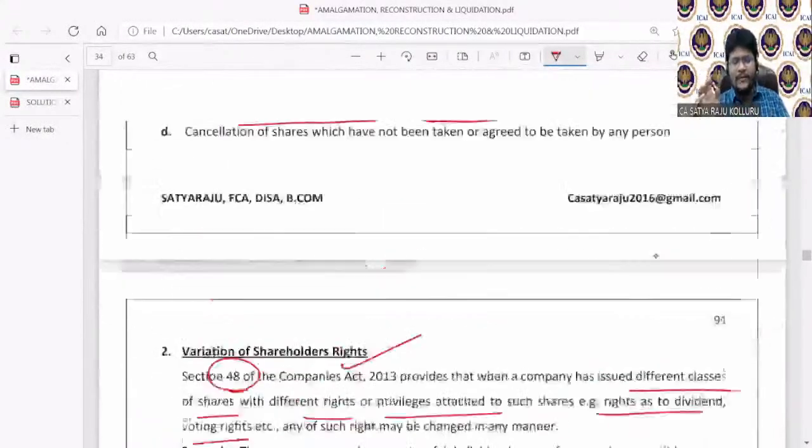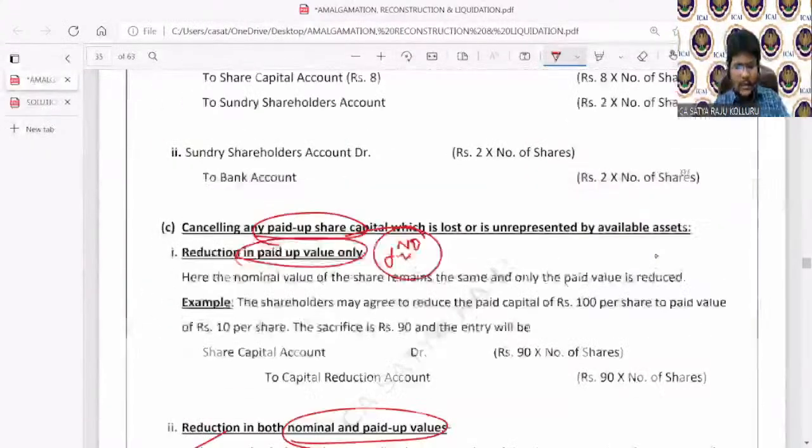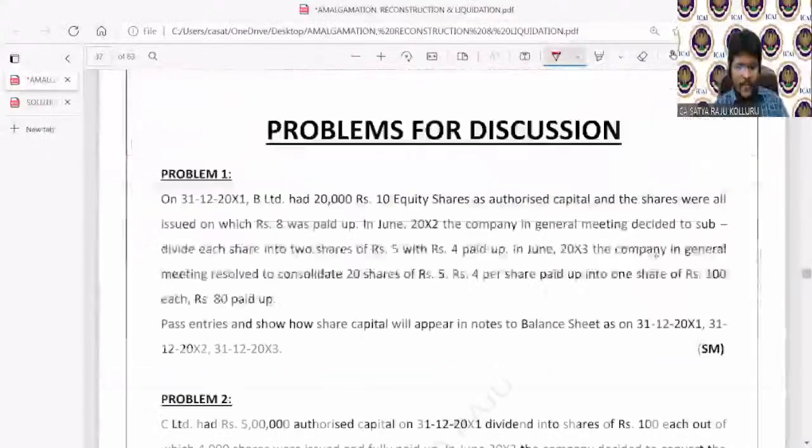Okay. So probably the internal reconstruction chapter is very small when compared with the amalgamation chapter. But problem-wise, we will discuss a lot. We will spare much time on the problems. My objective is to spend much more time on the problems for internal reconstruction. Now, let us come to problems, guys.